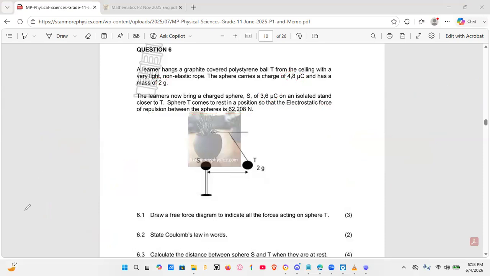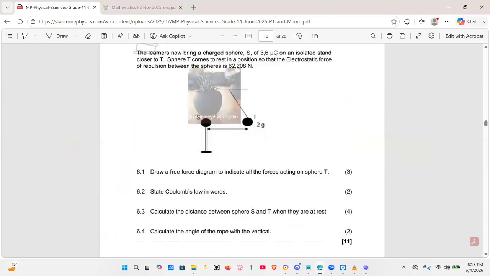I'll send you this question paper. So that's good that we actually spent a lot of time on that. An interesting question: calculate the angle of the rope with the vertical.